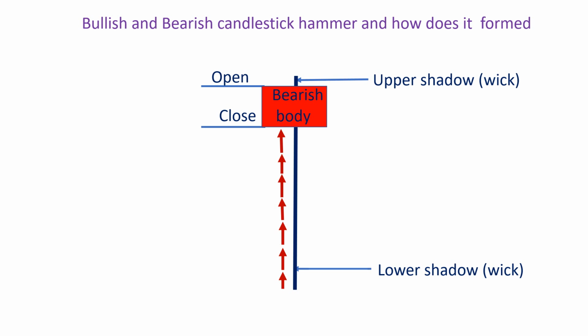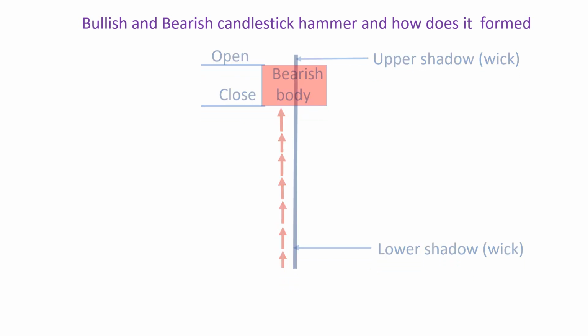So that's the reason they say if you see a hammer at the bottom of a downtrend, it suggests trend reversal. It doesn't matter the color, bearish or bullish. So that is the reason anytime that you see a hammer at the bottom of a downtrend, that is a price rejection.